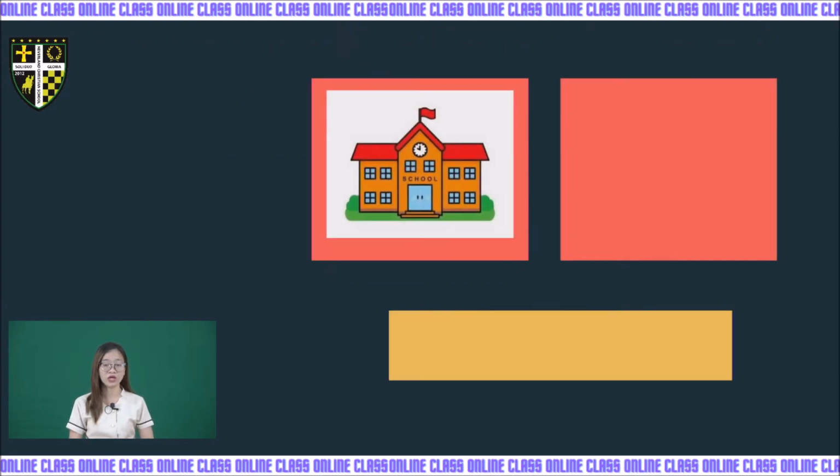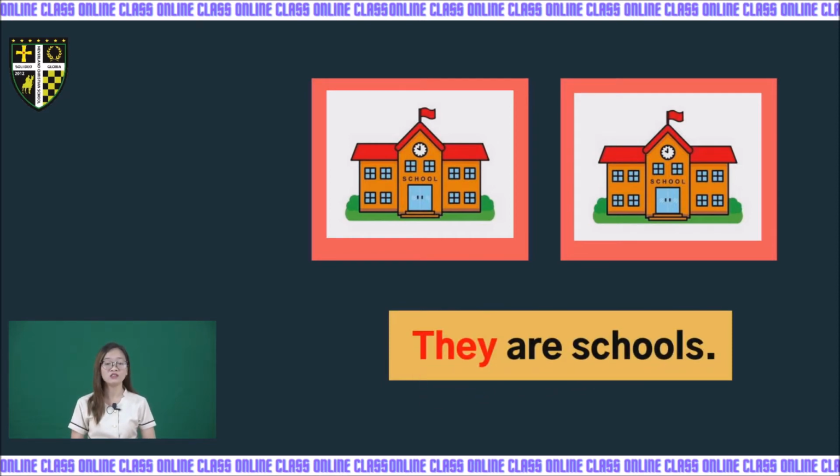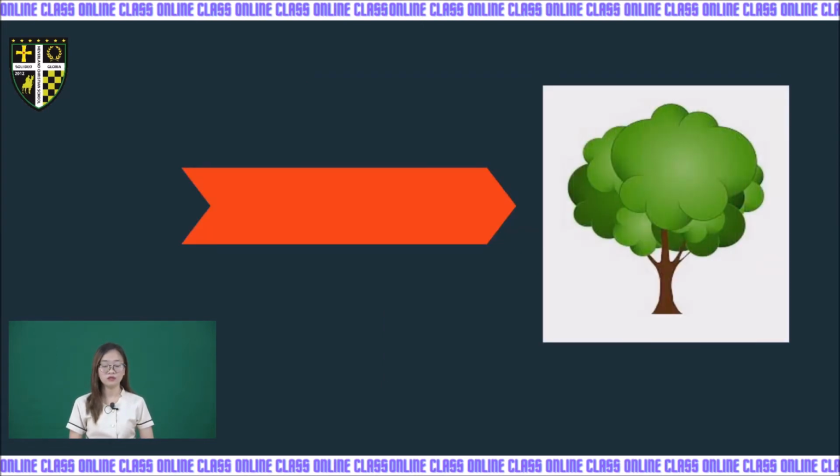Okay, for this one. A while ago we only had one. This time we have two schools. That's why we use the pronoun they. So we use the pronoun they to represent the two schools. So they are schools. Okay, for this one, it's only one. That's why we also use the pronoun it. It is a tree.